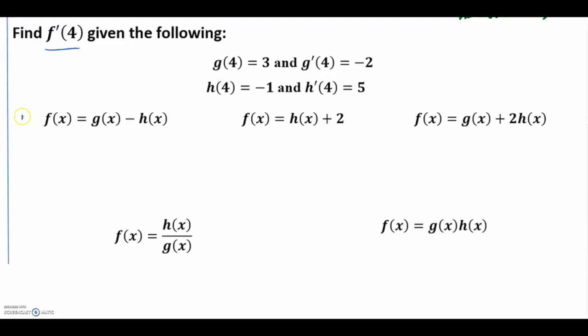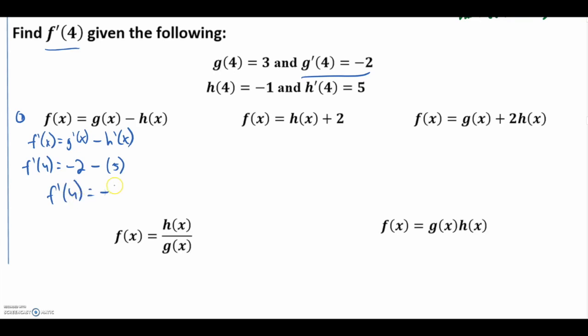So I'm going to go ahead and try example 1. F of x equals g of x minus h of x is how I'm defining this function, and I want to find f prime of 4. Well, the first thing I need is f prime of x. Differentiating the right side, the derivative of g of x is g prime of x. This is a difference, so I know I can differentiate these separately, and I'll get g prime minus h prime. Evaluating that at 4, g prime of 4, we already know is equal to negative 2, minus h prime of 4, which we know is equal to 5, and f prime of 4, this new function that we made up using the others, will be equal to negative 7.